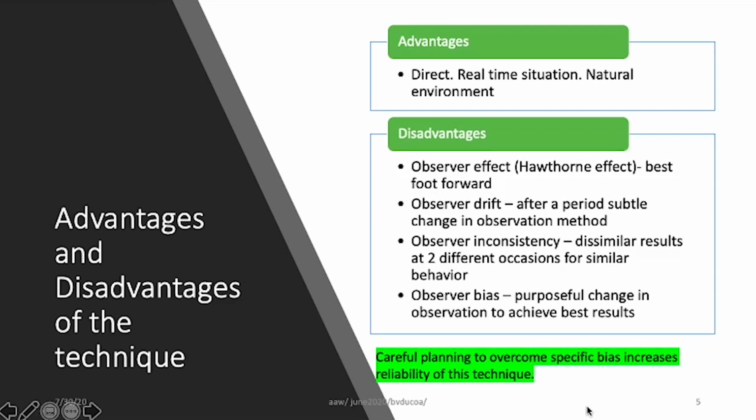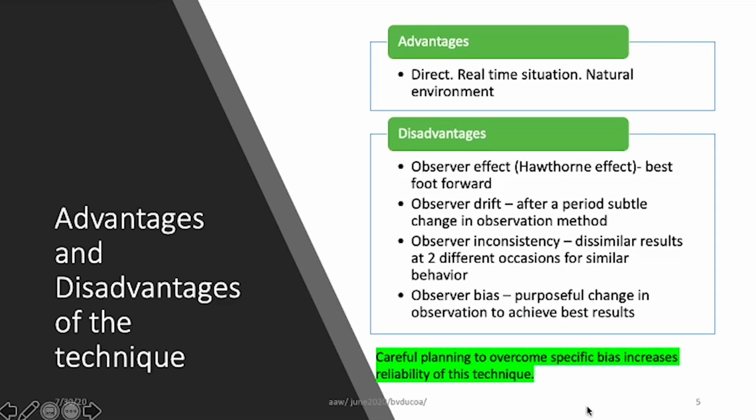The third type of disadvantage is observer inconsistency. Dissimilar results at two different occasions for similar behavior. So the observer is observing a similar behavior, same person, but there is a gap of time. You observe one thing today and you are observing the same thing after 3 days, and your observations come different. So that is same behavior, two different occasions, and the observation is not consistent.